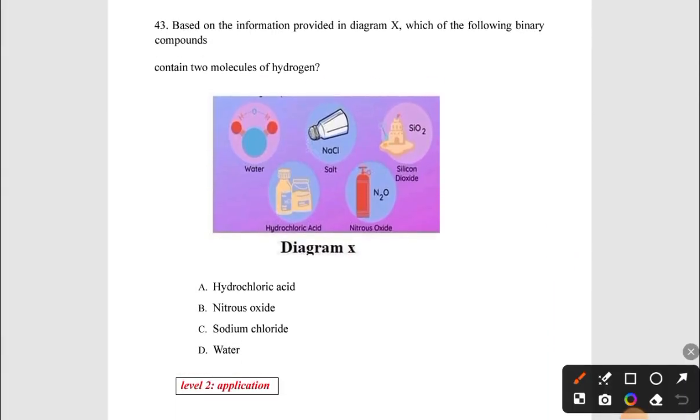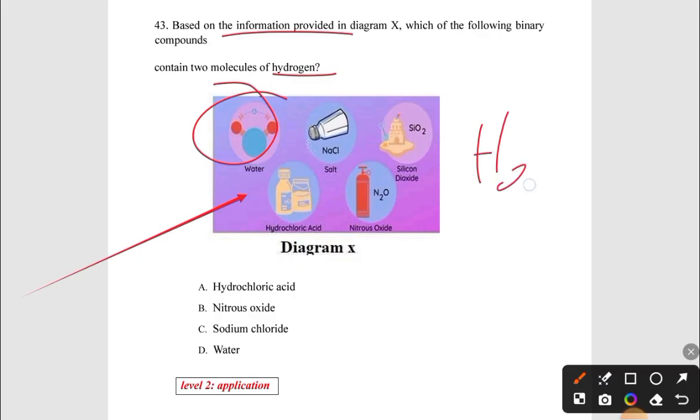(43) Based on the information provided in diagram X, which of the following binary compounds contain 2 molecules of hydrogen? Looking through, let's look at water. Formula for water: 2 atoms of hydrogen. That's 2 atoms of hydrogen, not 2 molecules of hydrogen. Alright. So HCl, 1 atom of hydrogen.